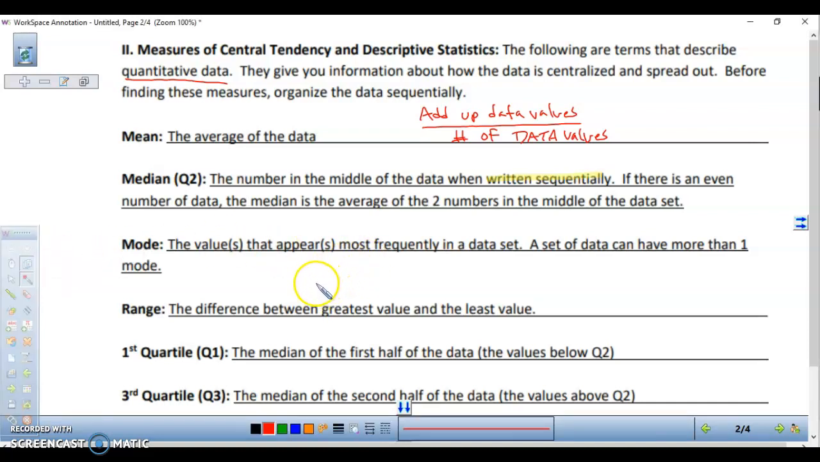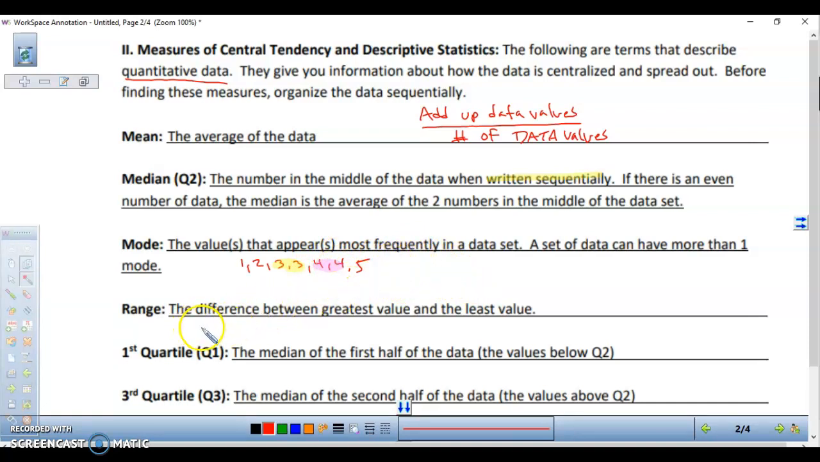The mode of the data is the value or values that appear most frequently in a data set. All right, a set of data can have more than one mode. So for instance, if I had 1, 2, 3, 3, 4, 4, 5. If I'm looking at this data, you'll notice that there are two 3s, and you'll notice that there are two 4s. So 3 and 4 occur more than the other pieces of data because there's only one 1 and one 2 and one 5, but there's two 3s and two 4s. This data set would have two modes. The modes would be 3 and 4.